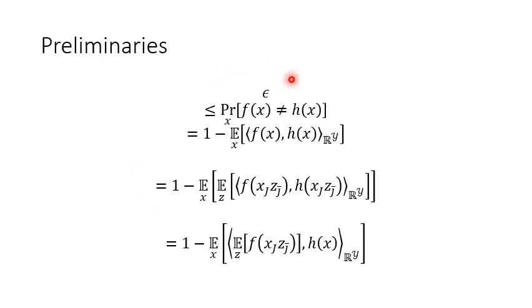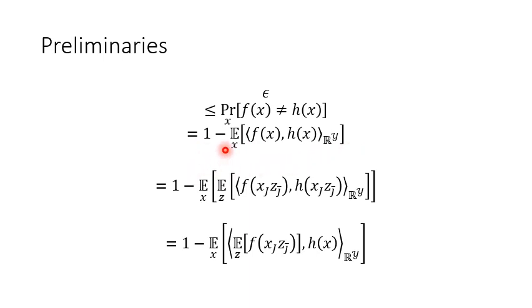In the last slide, we have seen that h is a k-junta, and we have defined f to be epsilon far from being a k-junta. So we have that the probability that they differ on some x is bigger than epsilon. Then, recalling the proof of proposition 2.9, we have seen that this expression is equal to this expression. Recall that this inner product equals the indicator of the event that f of x equals h of x. So now we have this expression.